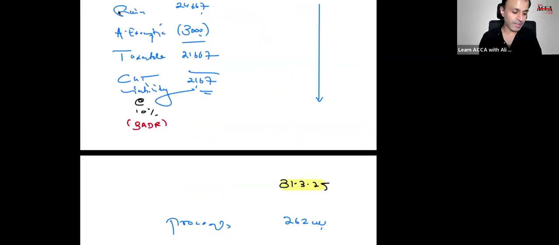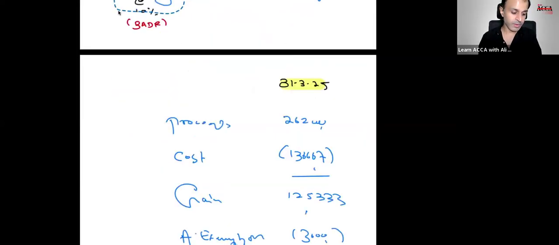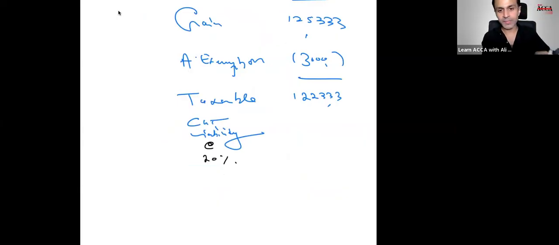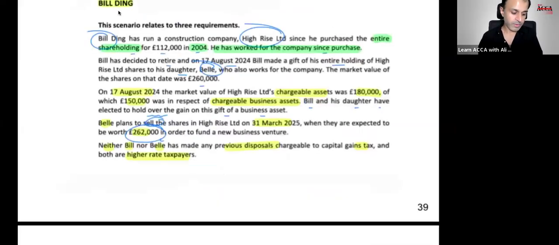When I work out the capital gains tax liability for this lady, and because she is a higher rate taxpayer, I will have to use the 20% rate of tax. This is the end of the first part of this question. 24467. Calculate the gain arising and the capital gains tax liability for Bill and Belle on the gift of Hire Limited shares to Belle and then the subsequent sale. That is the end of part A.